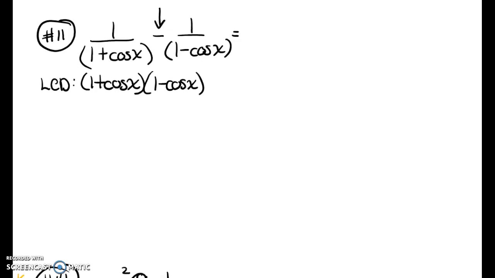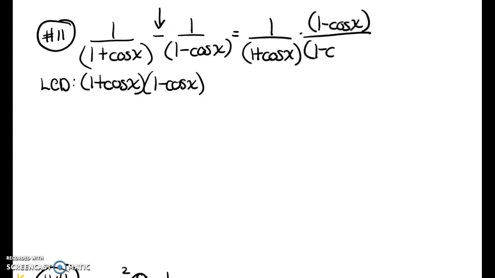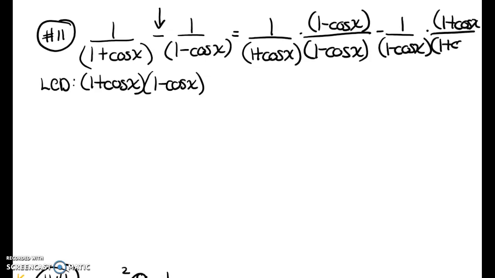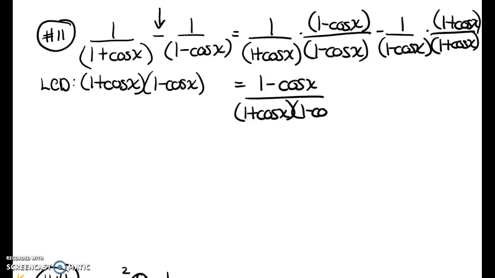So I'm going to take my first expression, 1 over 1 plus cosine of x. I'm going to multiply it by 1 minus cosine of x over 1 minus cosine of x. I'm going to take my second expression, 1 minus cosine of x, and multiply it by 1 plus cosine of x over 1 plus cosine of x. And when I do that, I get 1 minus the cosine of x over 1 plus cosine of x, 1 minus cosine of x.